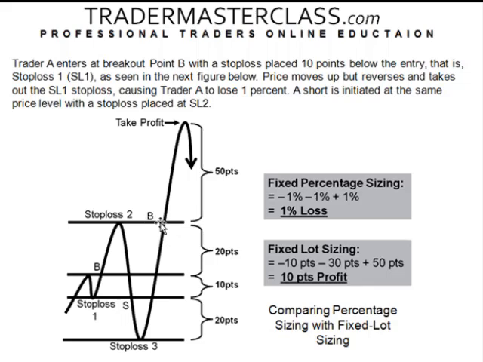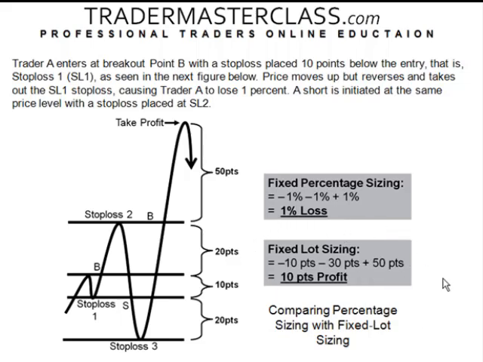Trader B now re-enters into a long position for the third trade and exits at exactly the same price level as per trader A, which is 50 points above the original long entry. In this case, since trader B is using a fixed lot, trader B now makes 50 points or $50. So for the third trade, trader B makes $50.